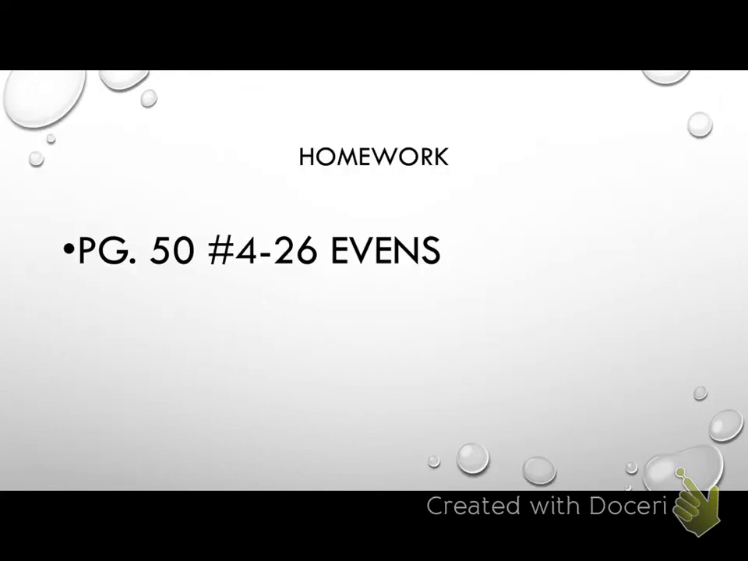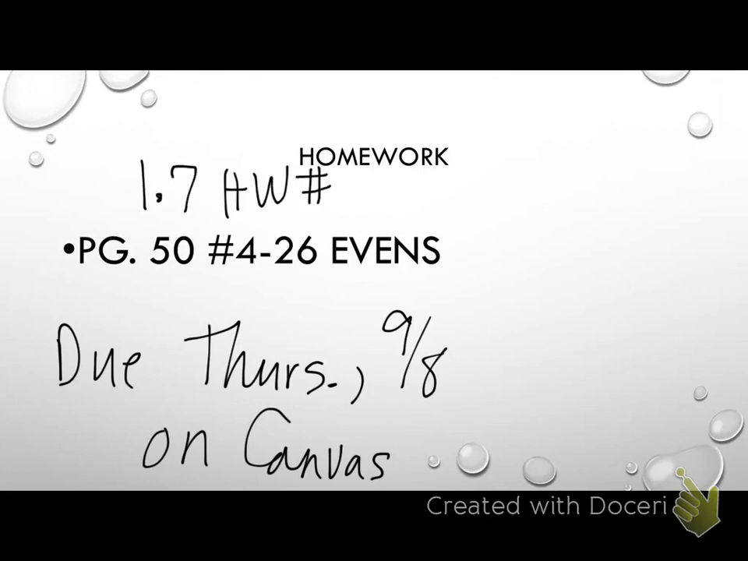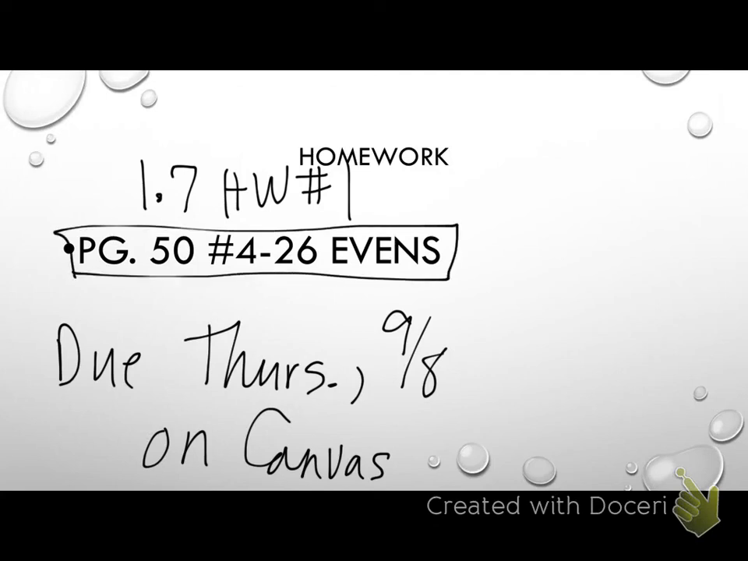Here's our assignment. Page 50, numbers 4 through 26 evens. This will be due Thursday. That is the 8th, on Canvas. On Canvas, it'll be 1.7, Homework number 1. Make sure you get the correct heading on your paper. Name, date, period, assignment, upper right-hand corner. This is your assignment that you put on that last line in that heading.